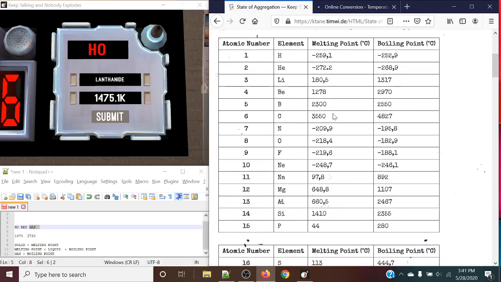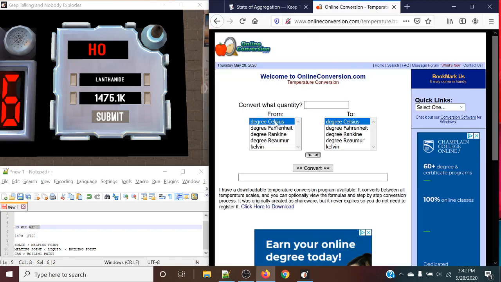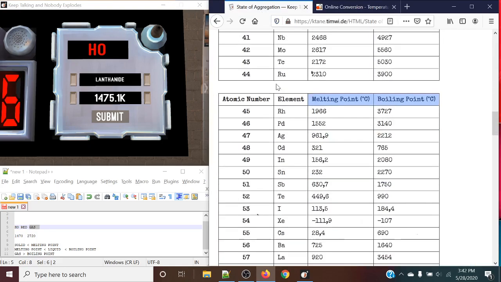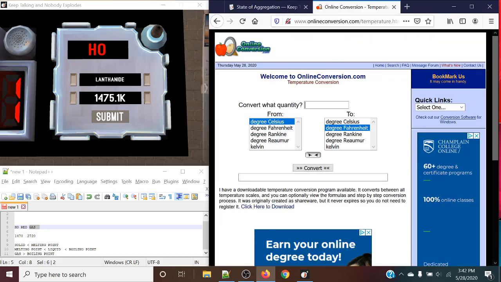It's also another thing to point out that there is this way of writing on here that uses a comma. It's just the same thing as using a decimal point. So 180 comma 5 is just 180.5. They're the same exact thing, just a different way of writing it. So we're going to be converting from Celsius, let's do Fahrenheit first. So we need to find a point that is above 2,720 degrees in Celsius.